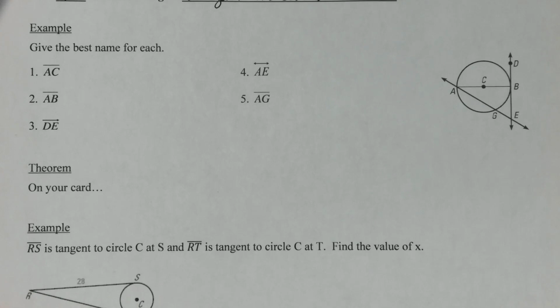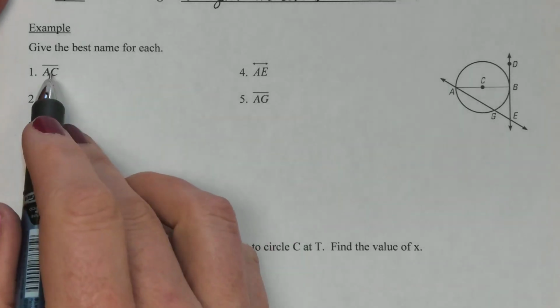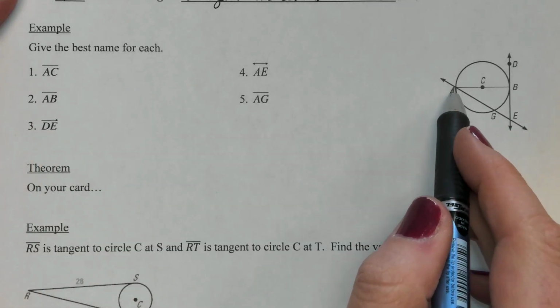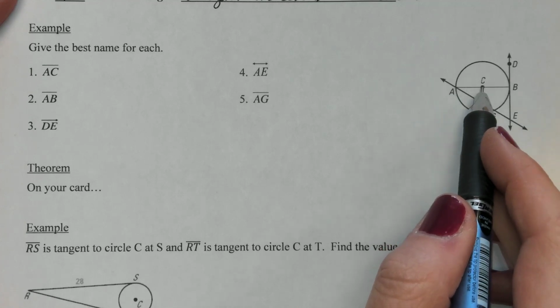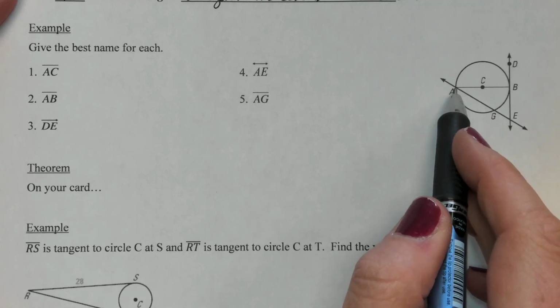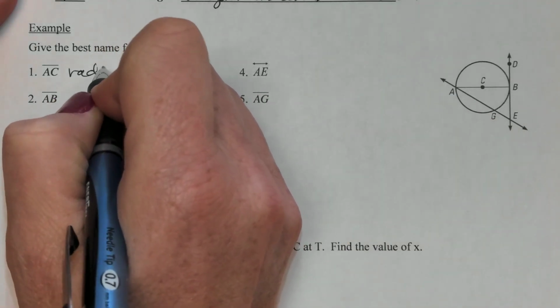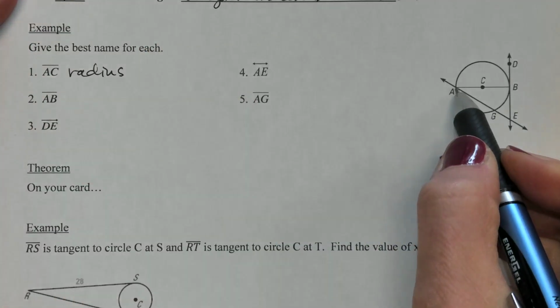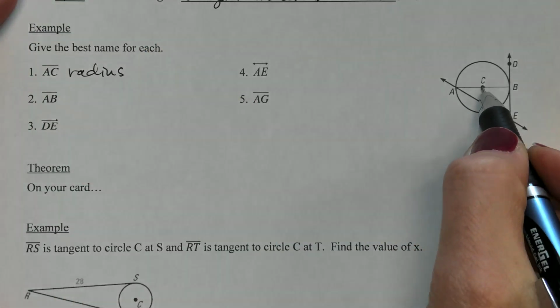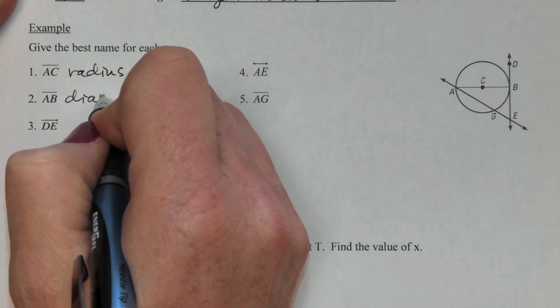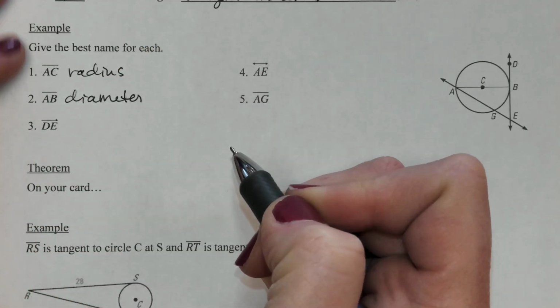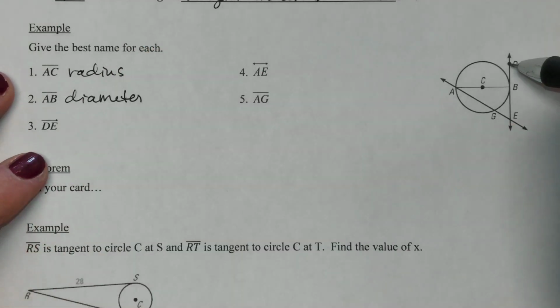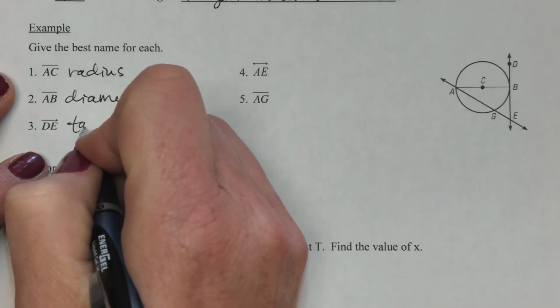So first example is just us naming a few things. If I looked at AC in this picture, just going from center out to the circle, that would be a radius. Number 2 is AB. It's going all the way across the circle, and it goes through the center. That's a diameter. DE is next. DE is outside the circle and just barely skims the circle, so that's our tangent.